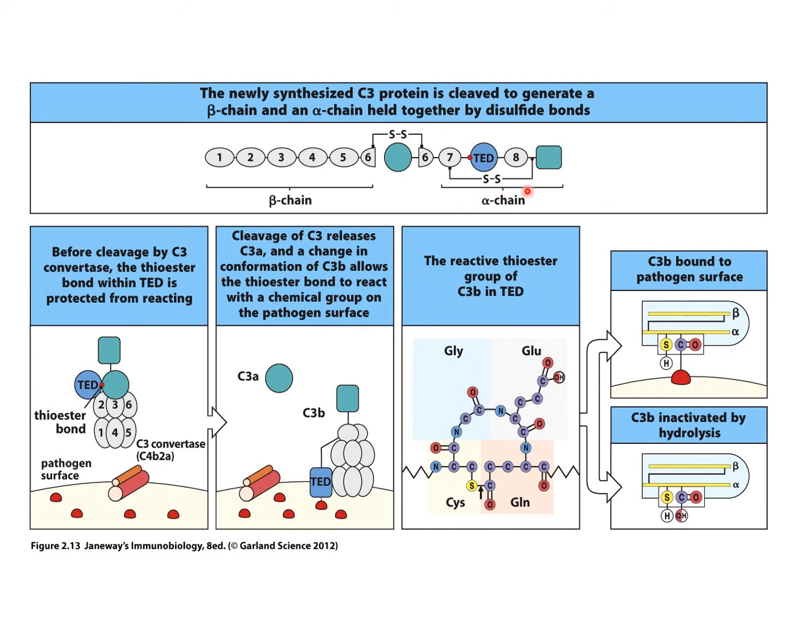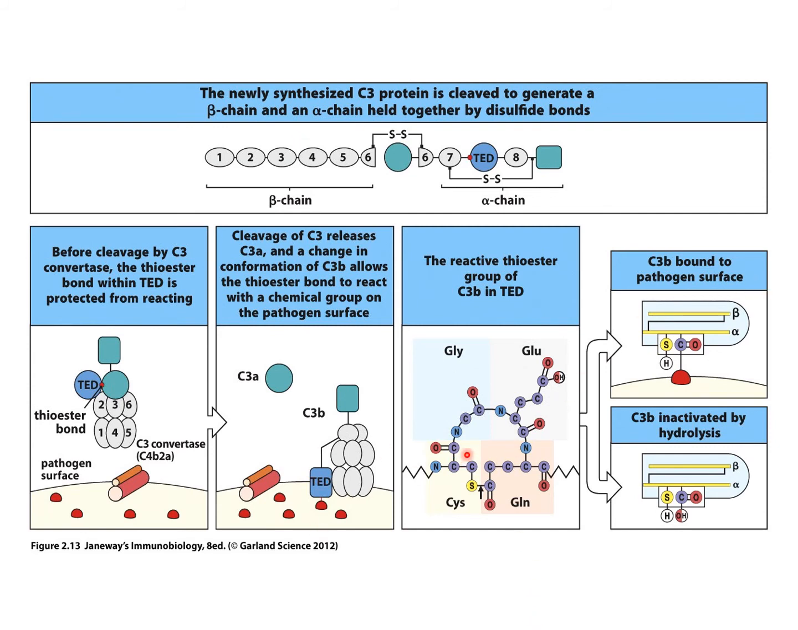You see that C3, when it's the zymogen, has the alpha chain and a beta chain held together by a disulfide bond. A convertase, known as C3 convertase, will come in and cut right there, releasing the beta chain and the alpha chain, C3a and C3b.